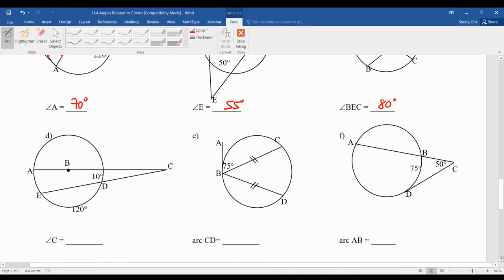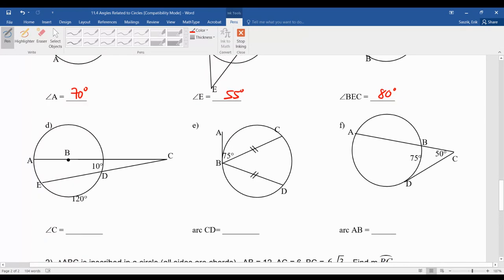Angle C is on the outside. Now, what's key here is you have to recognize, hey, that's the center, so that means this thing's a diameter. So this is a semicircle down here. That would be 180 degrees. If that's 120 and that's 10, this would have to be 50. So angle C, outside, half the difference, 50 minus 10 is 40. Divide by 2. There you go.